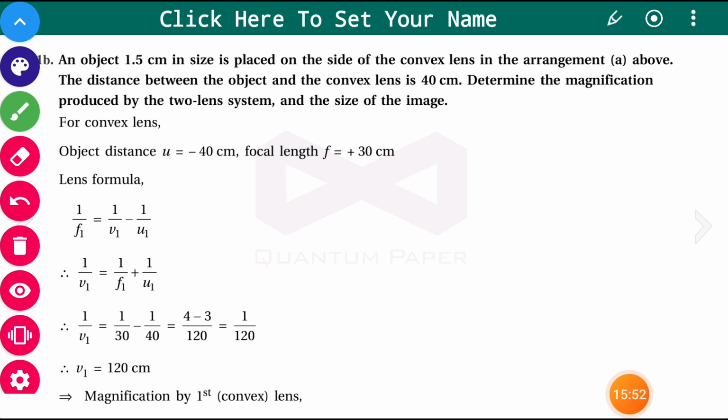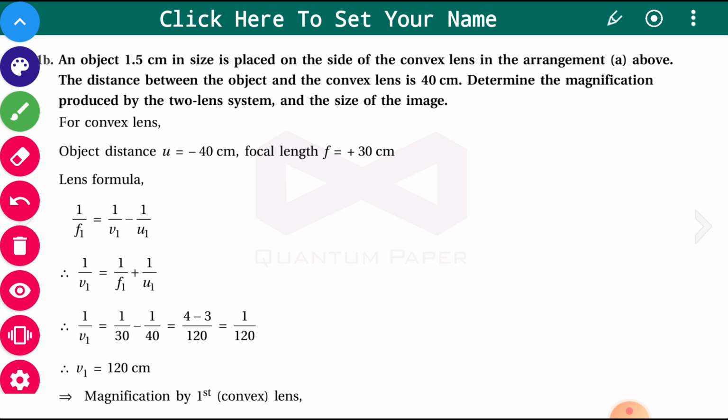Now see, an object 1.5 centimeter in size is placed on the side of the convex lens in the arrangement shown above, right? The distance between the object and the convex lens is 40 centimeter. Determine the magnification produced by the two lens system and the size of image.